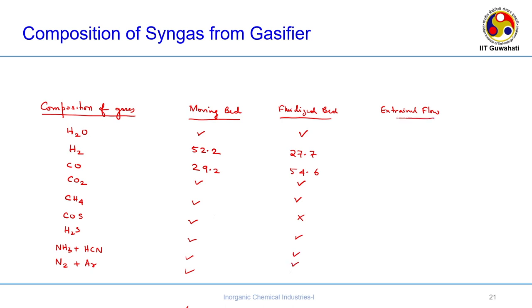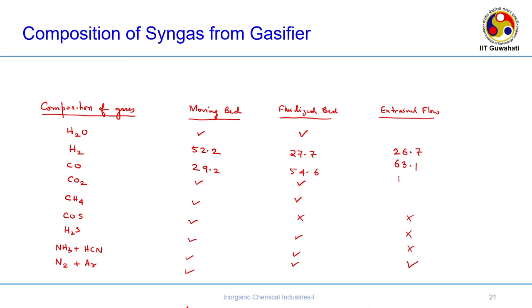Then coming to the entrained flow, you will have very little of these, but more carbon monoxide. Compared with hydrogen in the entrained flow, which is around 26.7%, the carbon monoxide is 63.1%. If you add them up, it is close to 90%. So, 90% of the gases coming out from the entrained flow are syngas. These other gases will be very less. You have nitrogen obviously, but carbonyl sulfide, hydrogen sulfide and ammonia will be very less.